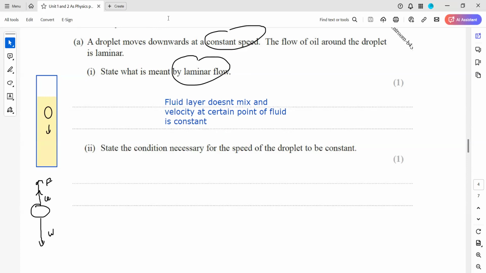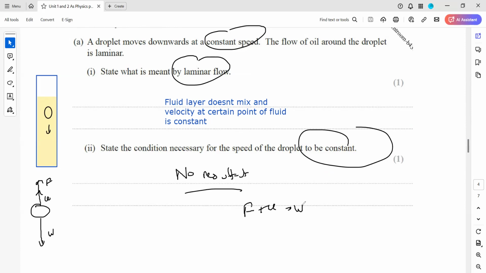State the condition necessary for the speed of a droplet to be constant. What are the conditions? For a constant speed, the resultant force should be 0. No resultant force acts on it, or you can also say the viscous drag plus the upthrust is equal to weight.